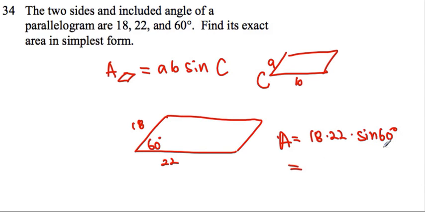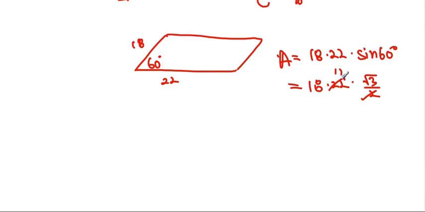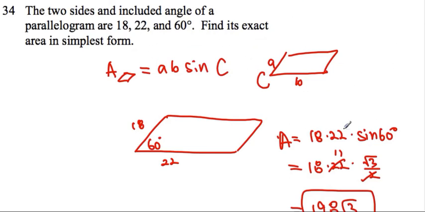So what is sine of 60? So 18 times 22 times radical 3 over 2. Then obviously we can cancel out 2 here, it becomes 11. Then what is 18 times 11? That's equal to 198 radical 3. And that becomes our final answer.